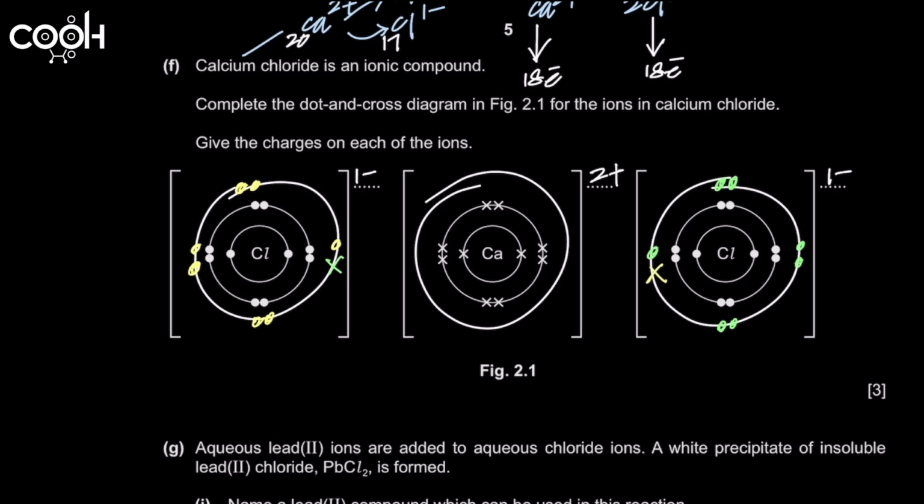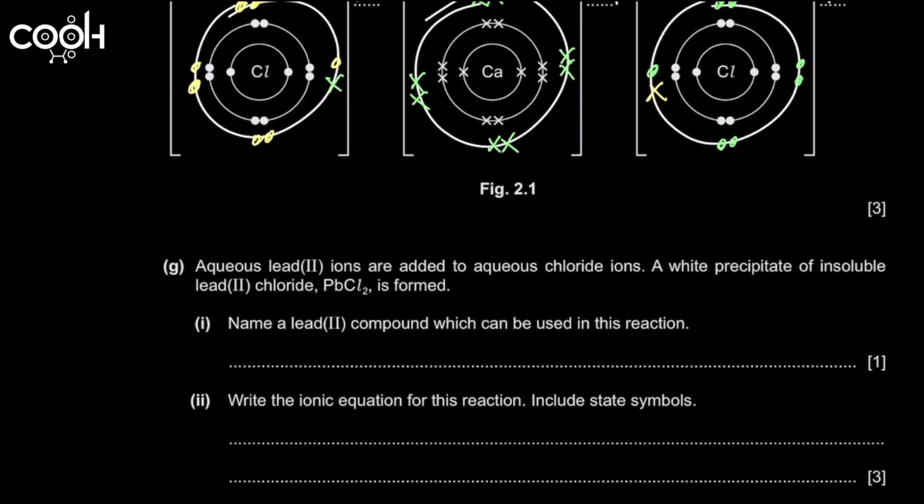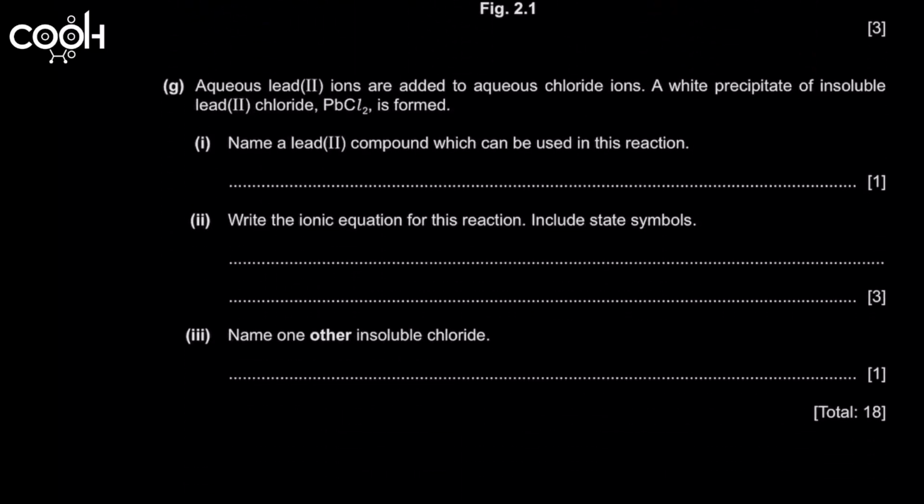And calcium, how many electrons does it have? 2 and 8. So 10 are already shown. You have to show 8 more. So 2, 4, 6, 8. You can draw this with a compass, right? My circles aren't that good. A compass is not necessary, but my circles aren't that good.